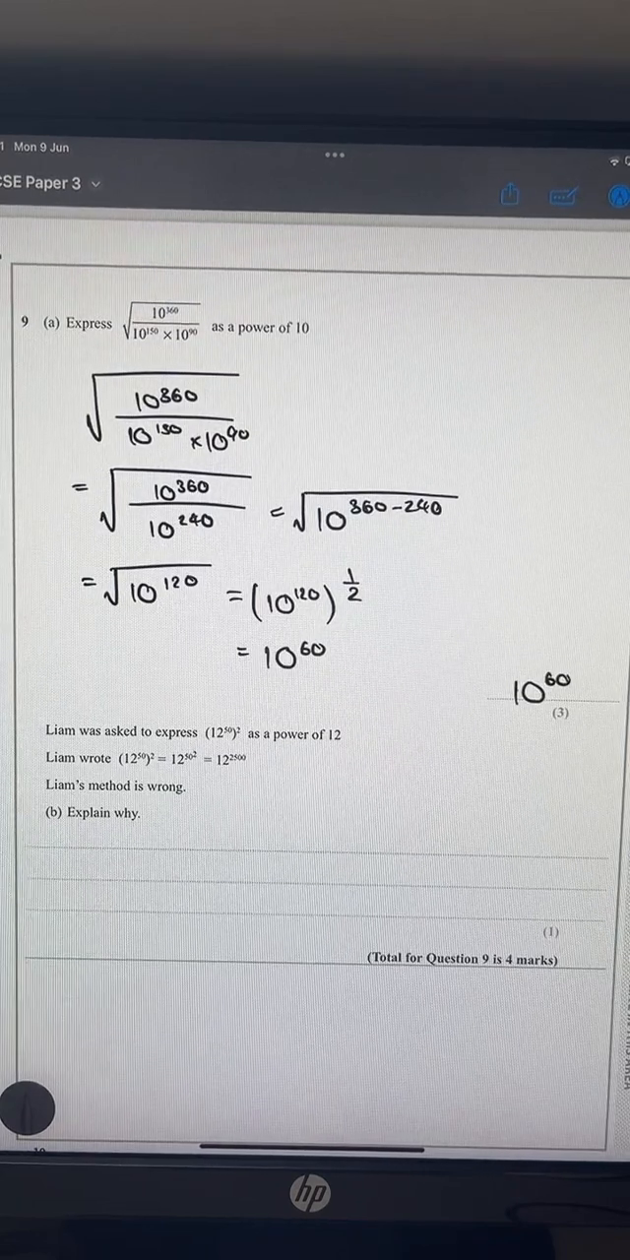Unfortunately, you cannot check this in your calculators because they purposely selected really massive numbers like 10 to the 360 that it would just return a math error on your calculator. So you need to know how to do index laws and kind of trust your answer is right.